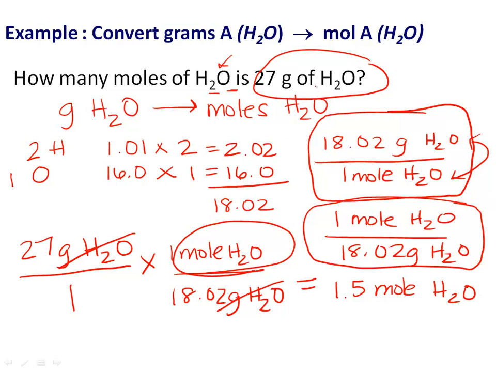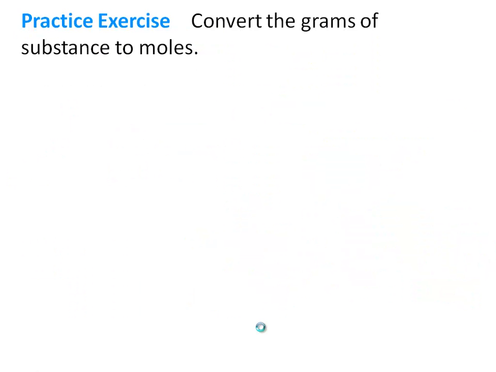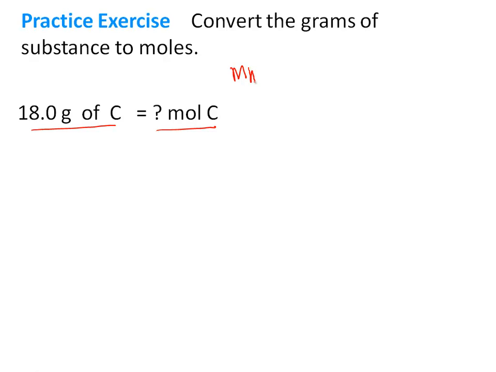So 27 grams of H2O is equal to 1.5 moles of H2O. Very easy. All right, so let's do some practice problems. The first one says convert 18 grams of carbon to moles of carbon. So first thing we always do is find our molar mass. We need the molar mass of carbon.